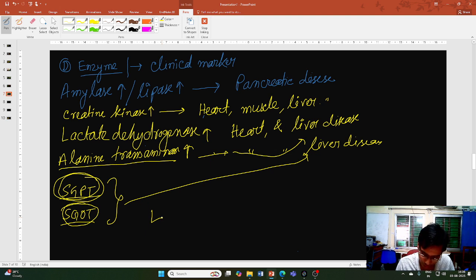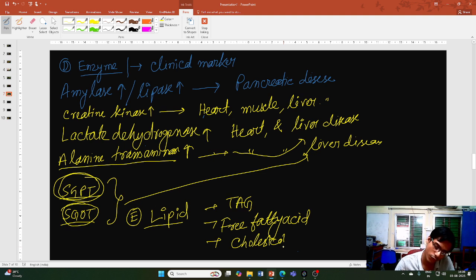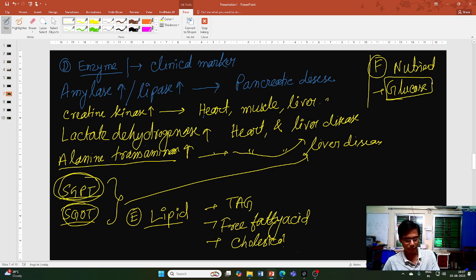You can say E or F. Some lipid molecules are present, like TAG, free fatty acids, and cholesterol. So these are the key components, and if you think about the nutrient, F is glucose. The major fuel of the body is glucose. So we have discussed the organic sections of the plasma.